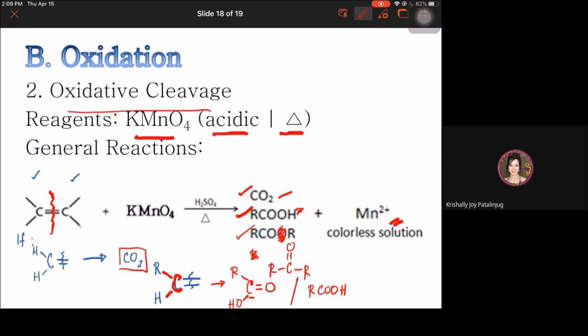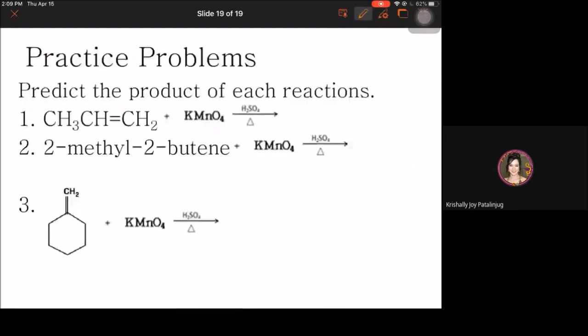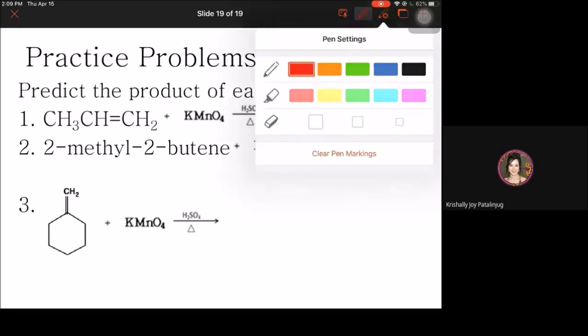Okay. And lastly, if I put it up here in orange, if the cleaved part has only R groups attached, this is also possible, right? Only R groups, this now becomes a ketone. That is a ketone, RCOR. Alright? Okay, I will try number 3.